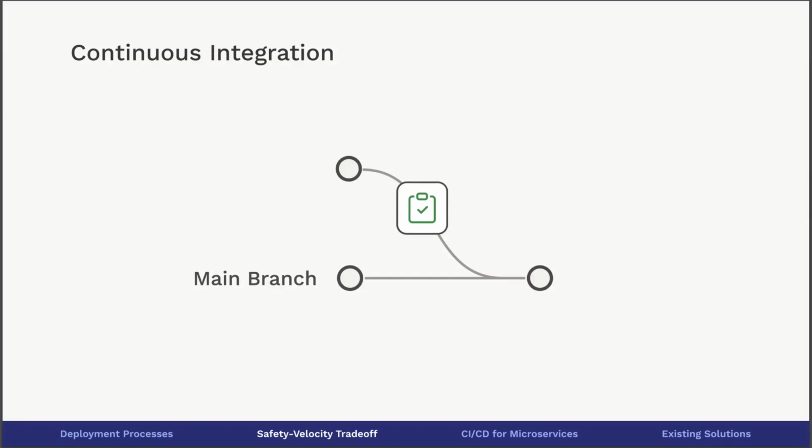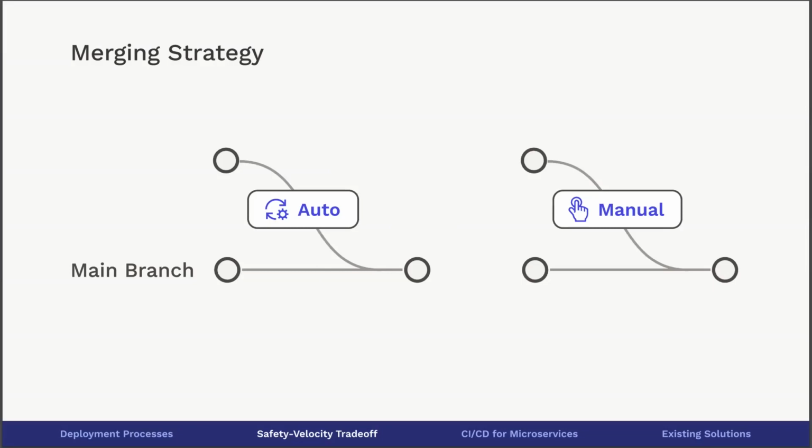Now, how continuous a team's continuous integration practices are depends largely on their merging strategy. Teams can have workflows that either automate the merging of branches or pull requests, say when they pass status checks, or they can require a manual review process by a team member before merging. Although automating merging can speed up the pipeline, it might introduce the risk of potentially merging code that hasn't really undergone adequate testing and review.